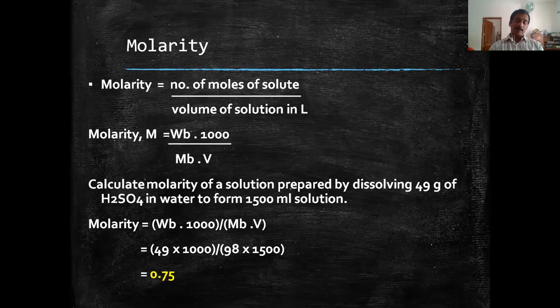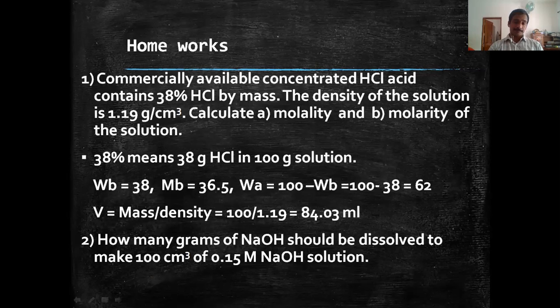So these are the different terms that we are using to express the concentration. Now homework for you. Commercially available concentrated HCl acid contains 38% HCl by mass. The density of the solution is 1.19 gram per centimeter cube. Calculate A, molality, and B, molarity of the solution. You know the equations to find out molality and molarity. The equation for molality is WB by MB into 1000 by WA. So we have to find out WB, MB, and WA.